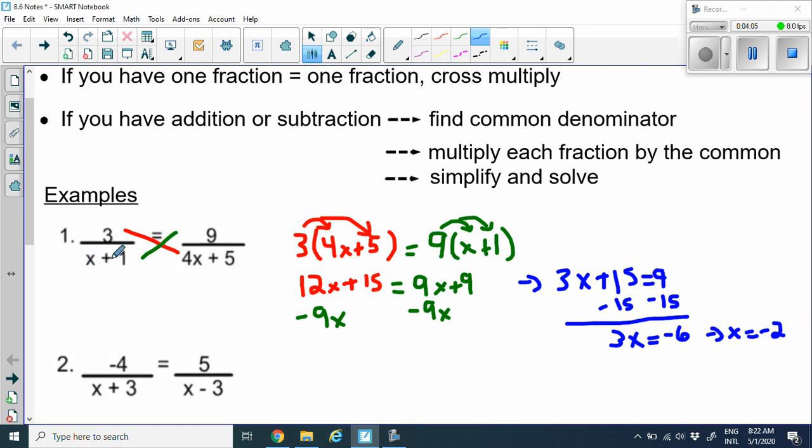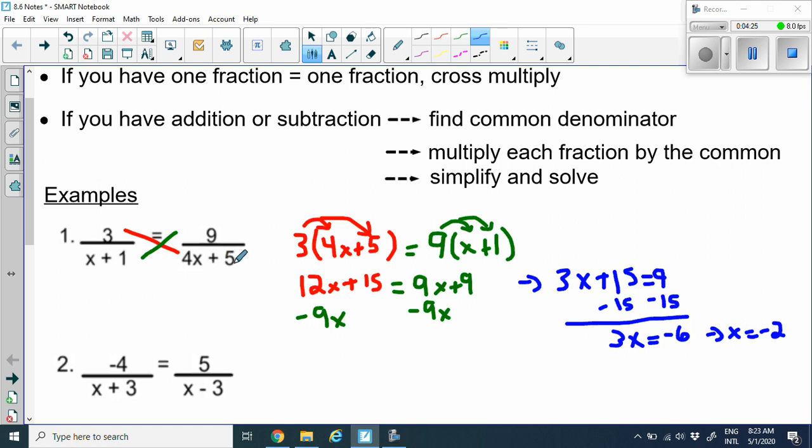So we're going to take negative 2 and plug it into the first denominator, so I have negative 2 plus 1. When I do that, I get negative 1. Well, that works because we don't get 0. So now I'm going to check it in my second denominator. I do 4 times negative 2. That gives me negative 8. And then plus 5, that gives me negative 3. So that works because we don't get 0.